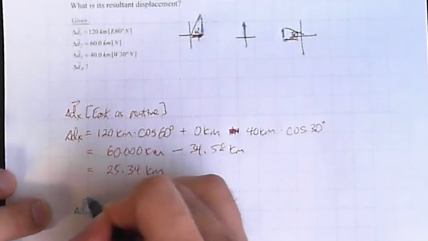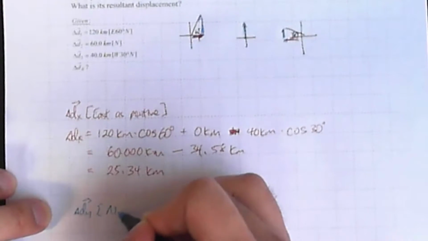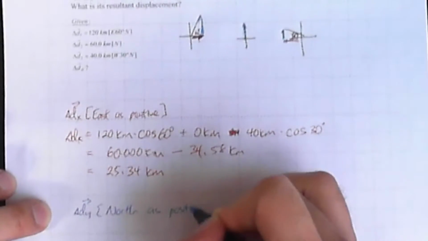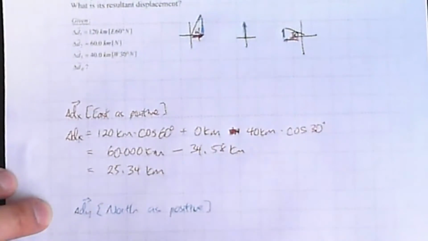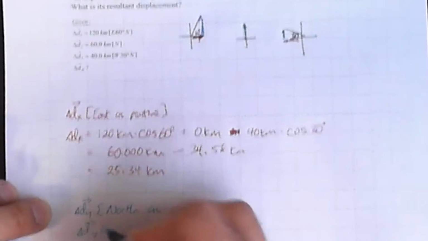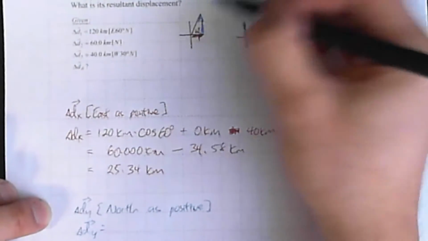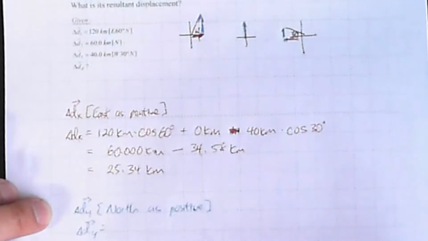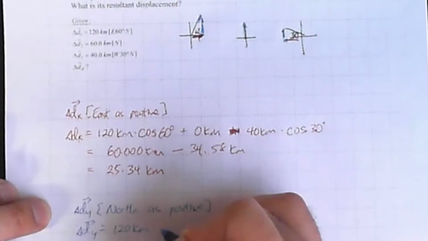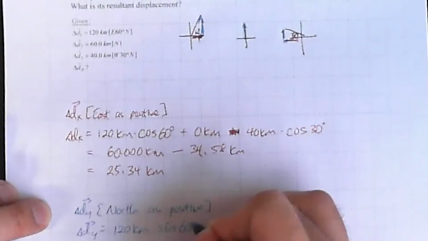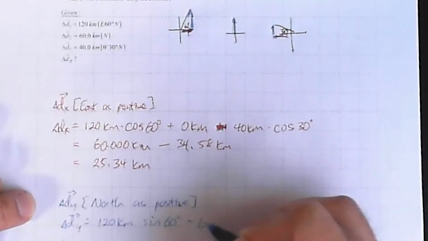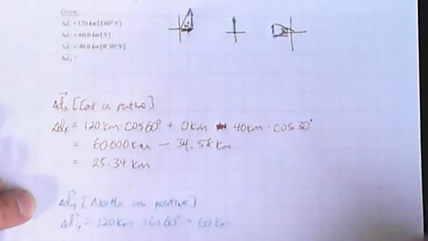So delta dy, and we're going to take it that north is our positive direction. All right, that will be our assumption. And let's go through the math again. Delta dy is equal to this vertical component, which is opposite of 60 degrees, and that's why we're going to multiply the hypotenuse of 100 kilometers by the sine of 60 degrees. For the second vector, we just add it in, 60 kilometers.